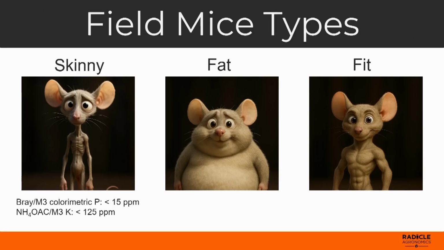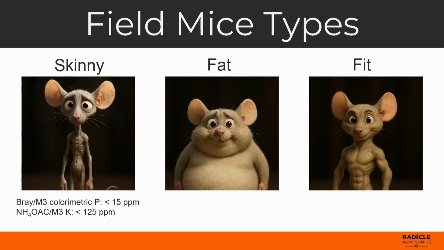Potassium, less than 125 parts per million. Kind of depends on your soil, right? Sands can't really build up very high, but sandy soils maybe less than 80 to 100. Silt loam soils maybe 100 to 125. You're kind of on the edge of skinny to fit.